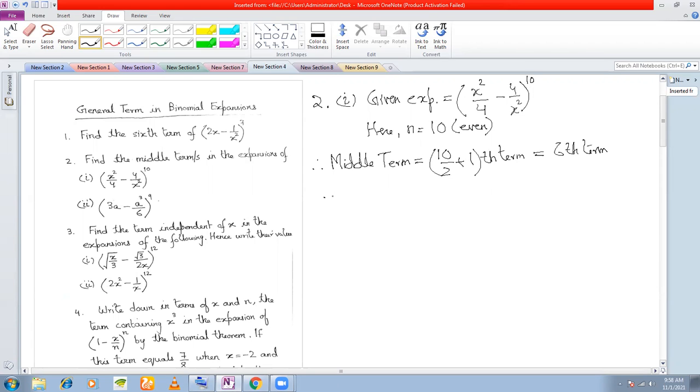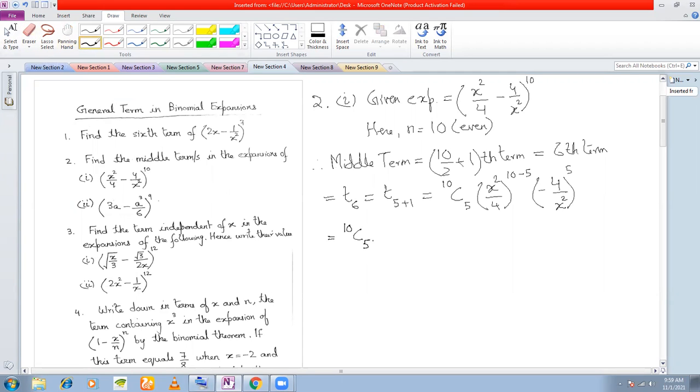And what is the sixth term? The sixth term is T6. Because the general term is T(r+1), we write T6 as T(5+1). So this is the value of r. Now put it in the formula: nCr, a here is x square by 4, to the power of n minus r, into x to the power of r, so minus 4 by x square to the power of r. Now we simplify this to get our answer.